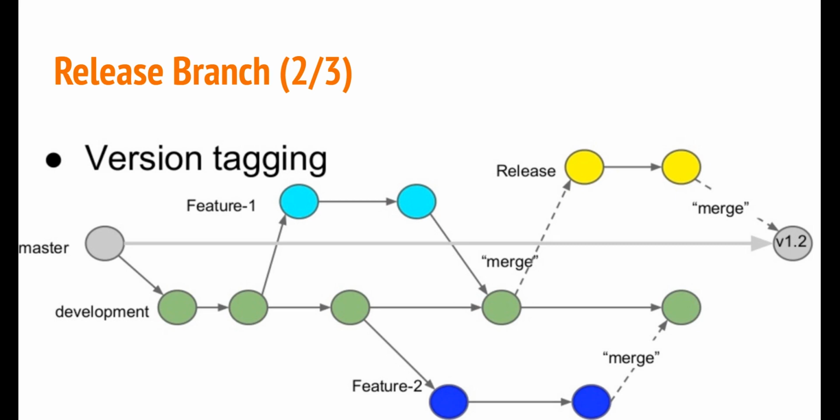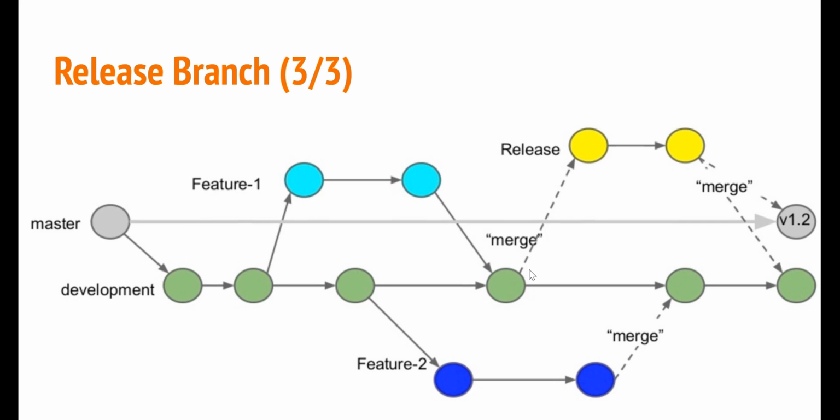Then we have version tagging. Well, once we merge the development branch into the release branch, then we'll further merge the release branch into the master branch with the version as 1.2. This is how we can do the version tagging. Well, after we merge the release branch into the master branch, we also merge the release branch into the development branch so that our release branch is always in sync with the development as well as the master.